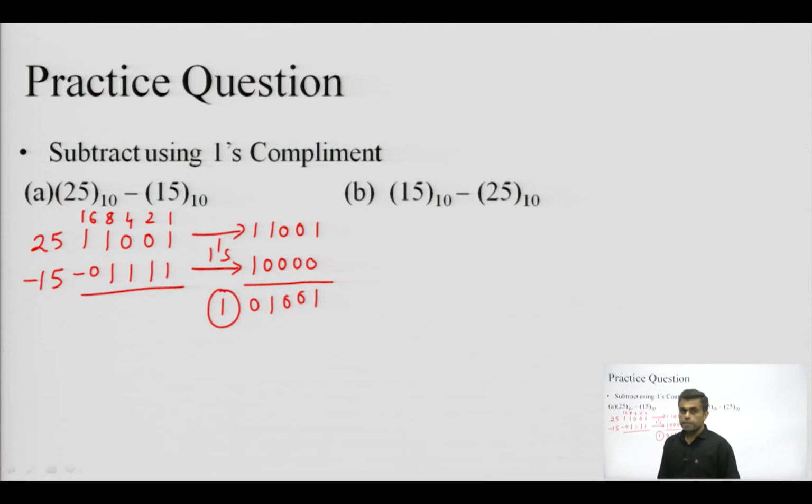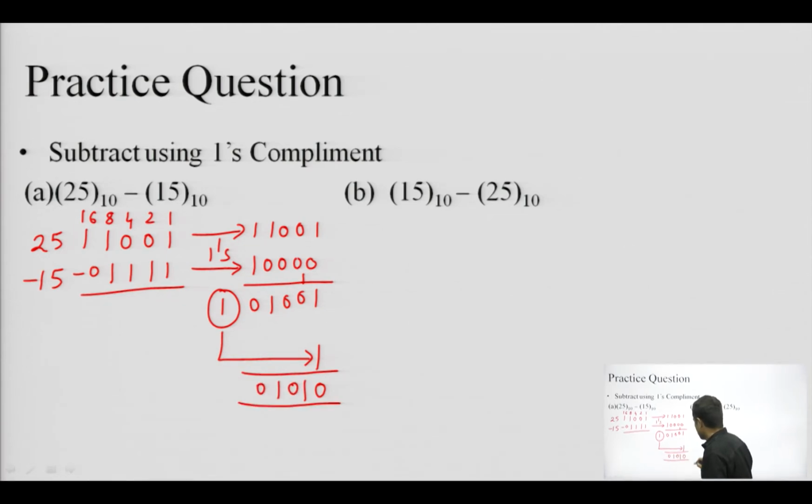Now, carry is generated, that means the answer is positive, and to get the answer we have to add this carry back to the result. So, 1 plus 1 is 0, carry 1, 1 plus 0 is 1, then there is no change, 0 plus 0, 1 plus 0, and this thing. So, this 1 indicates two things. First, the answer is positive, and then it is added back to the result.